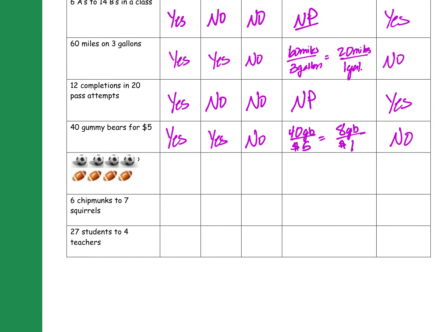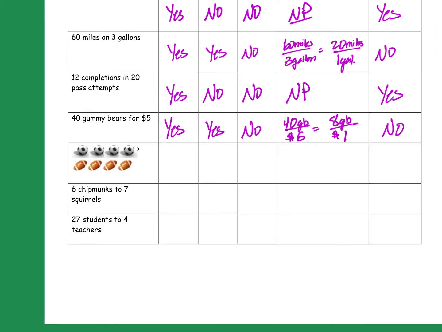I think it's a ripoff. Is that a ripoff? 8 gummy bears for $1? That's horrible. I'd pay 50 cents. Now, if it was 8 bags of gummy bears, then, you know, that's something different.